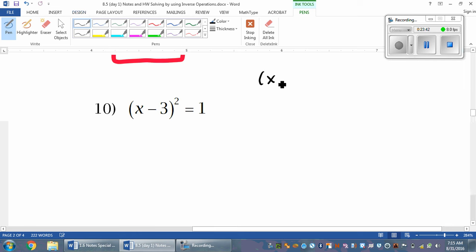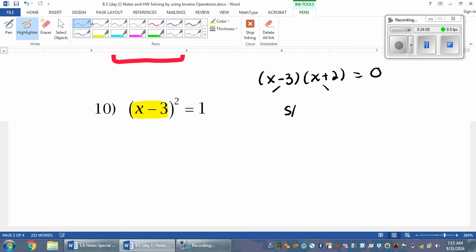If I have (x minus 3)(x plus 2), let's say equals 0, we're just going to do it by setting x minus 3 and x plus 2 equal to 0. So in number 10, I have the parentheses squared. Anytime I see the parentheses squared, I'm going to use that map. Okay? So the goal is to get the x, the parentheses, by itself.